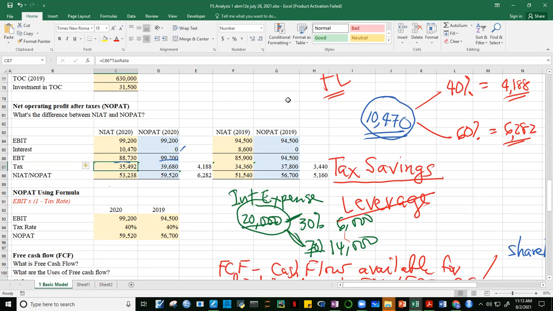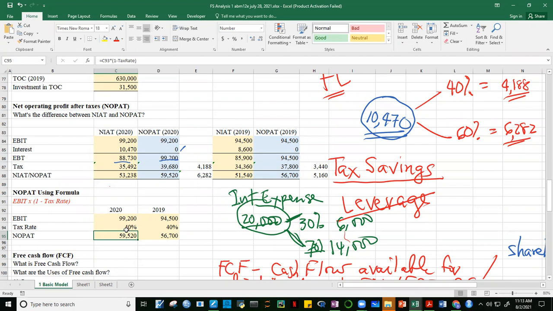So sabi natin, the difference between NOPAT and NIAT is not the interest expense, but only 60% of that, kasi 40% goes to tax savings by the use of the interest. So pag alam natin yung interest expense and alam natin tax rate, alam natin kung magkano yung difference ng NOPAT at saka NIAT. In fact, to compute for NOPAT, multiply lang natin yung 1 minus tax rate to get the net operating profit after tax.